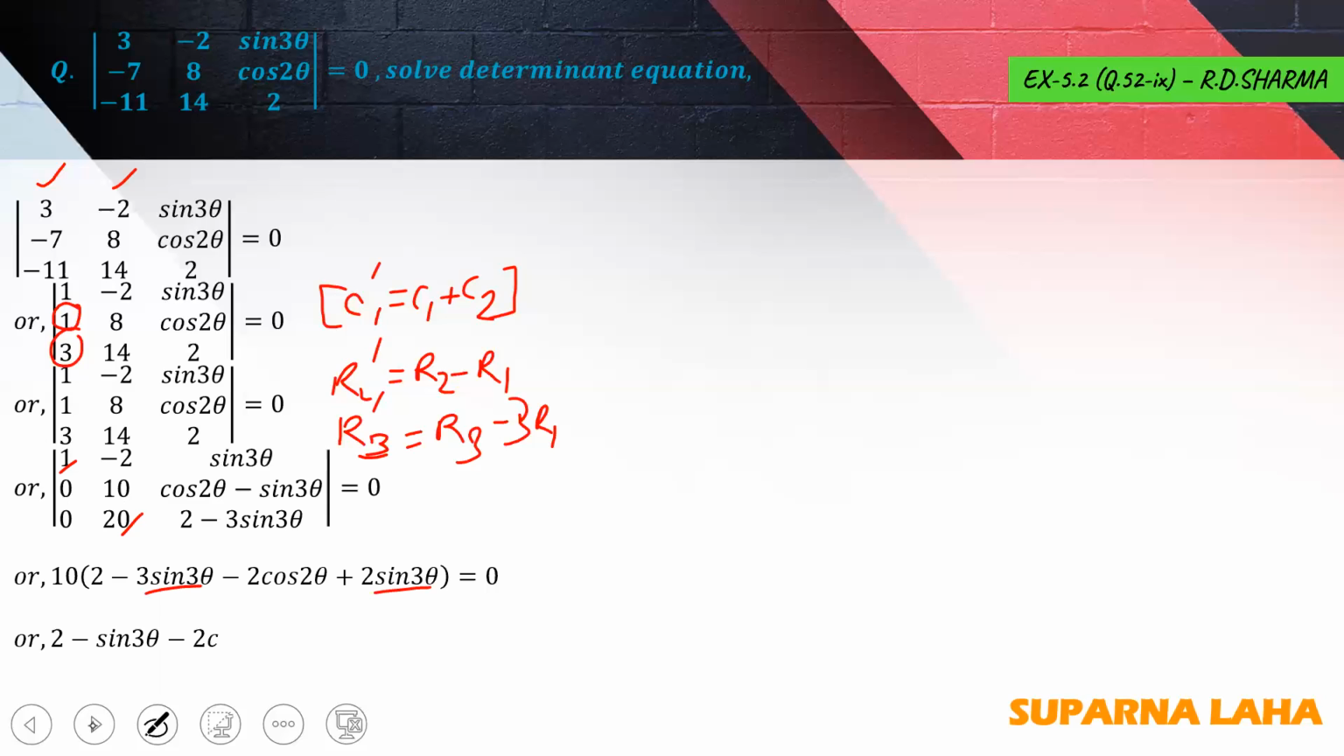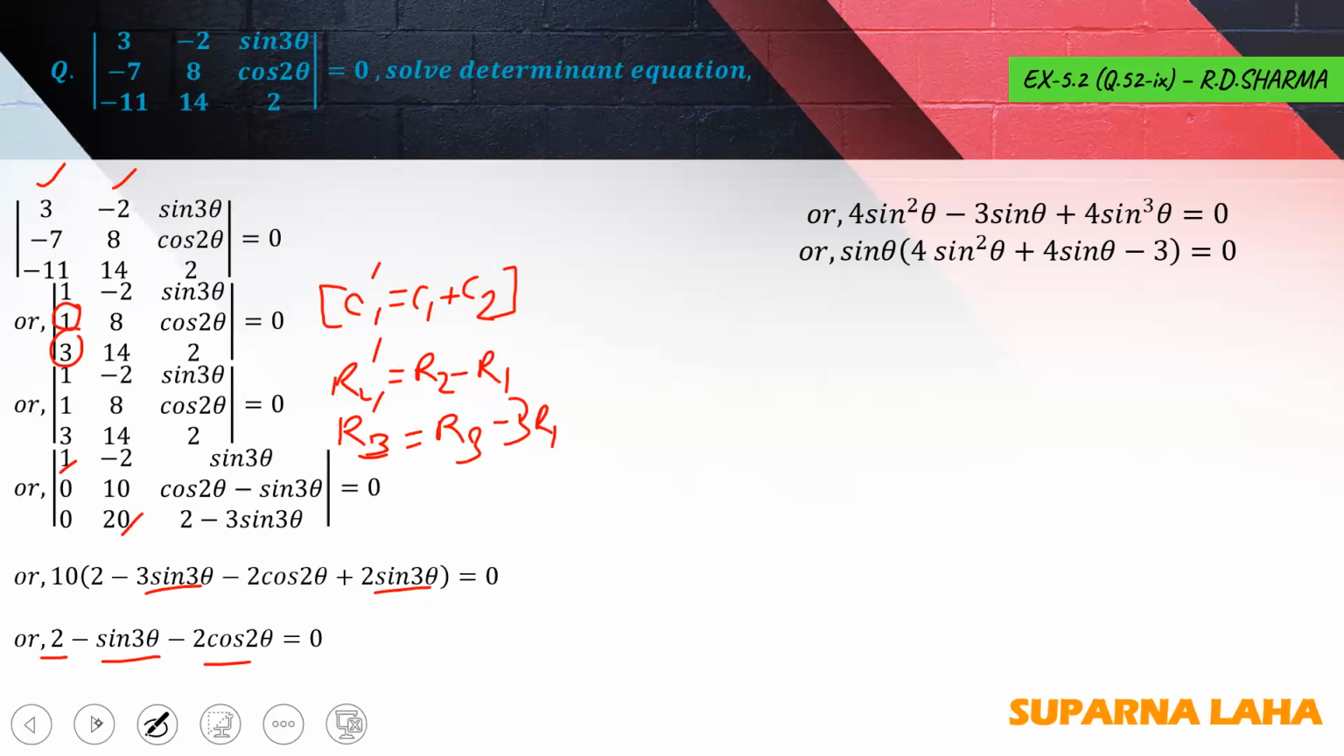So simplify it. So 10 is non-zero, so we can write down this factor as 0, that is 2 minus sin 3 theta minus 2 cos 2 theta is equal to 0. Now take 2 common from these 2 terms. So it will be 1 minus cos 2 theta, and 1 minus cos 2 theta is 2 sin square theta. So 4 sin square theta, and break this sin 3 theta into the formula: 3 sin theta minus 4 sin cube theta. Now take sin theta common. So 4 sin square theta plus 4 sin theta minus 3 is 0.